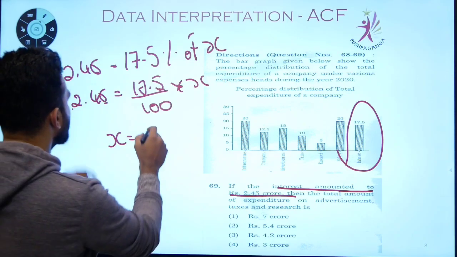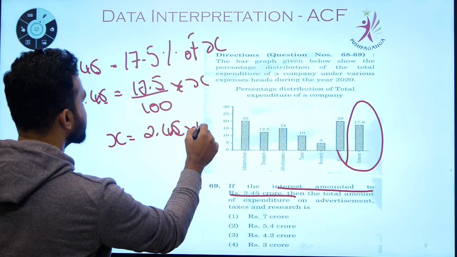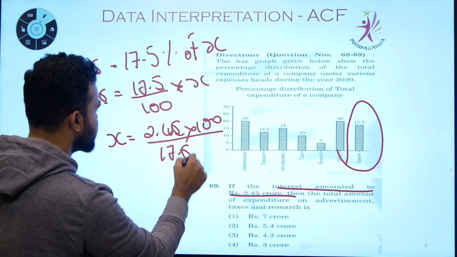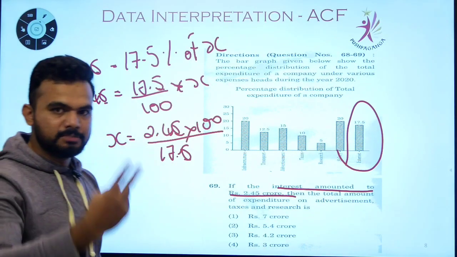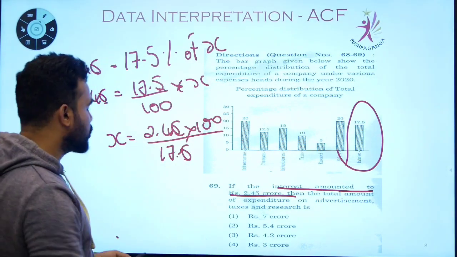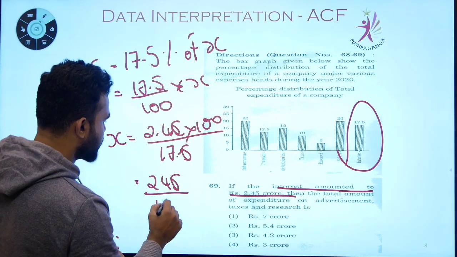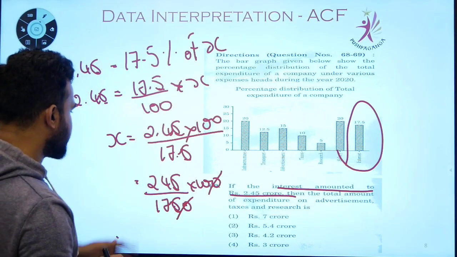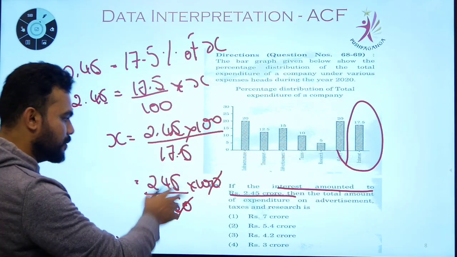X is equal to 2.45 into the denominator on the right hand side. The denominator on the left hand side will go to the numerator on the right hand side. Since two decimals are there in the numerator and one decimal is there in the denominator, we carry forward one zero to the numerator, so it becomes 245 divided by 1750 into 100. The 10 cancels, and the remaining is 2450 divided by 175. So 2450 will be divided by 175.